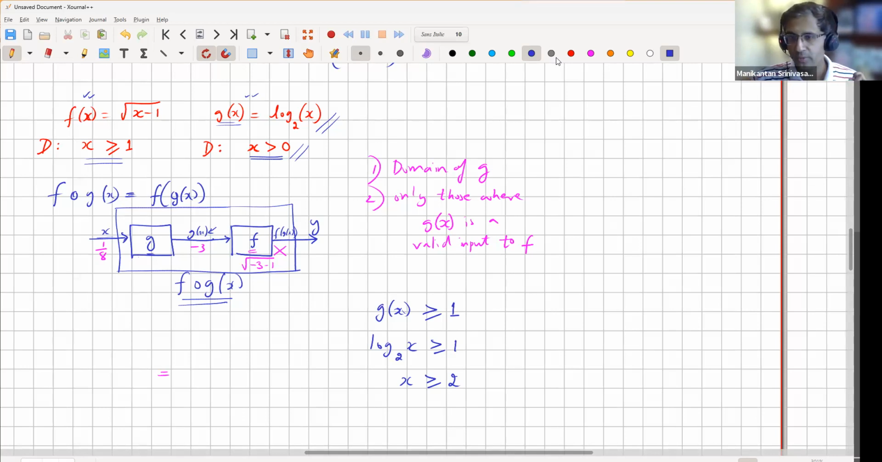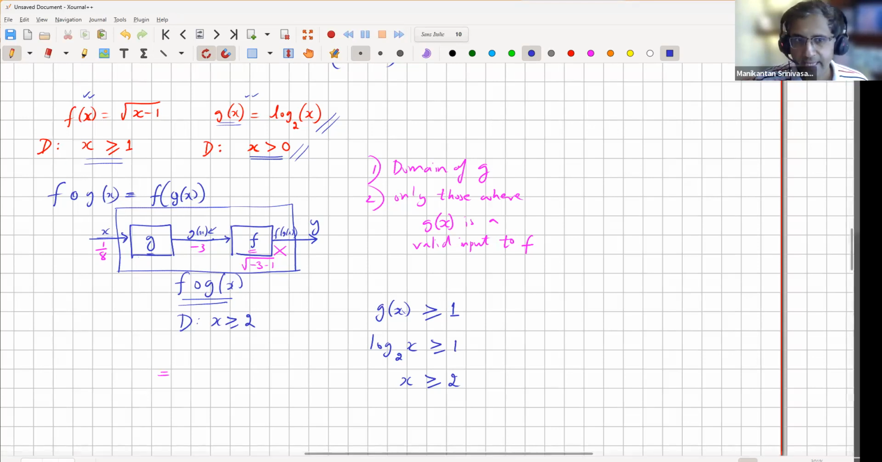As long as x is greater than or equal to 2, now we have restricted our domain. For g, the domain was x greater than 0, whereas for f of g of x, the new domain has become x greater than or equal to 2. Only if x is greater than or equal to 2, the output from g is greater than or equal to 1, and hence can be passed as an input to f.